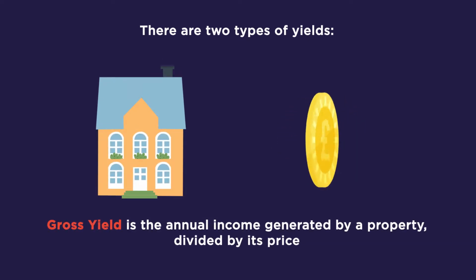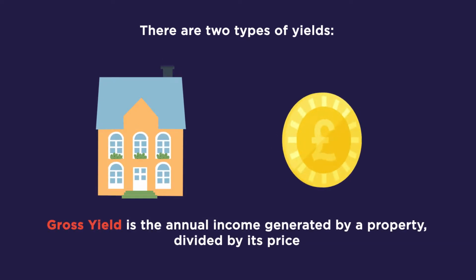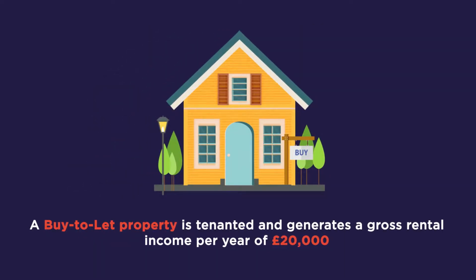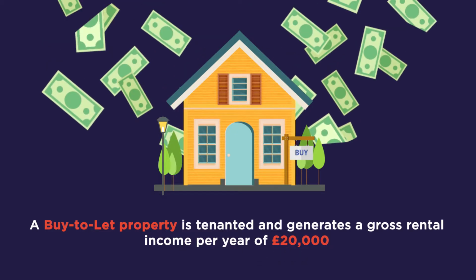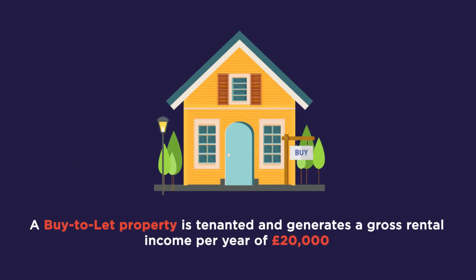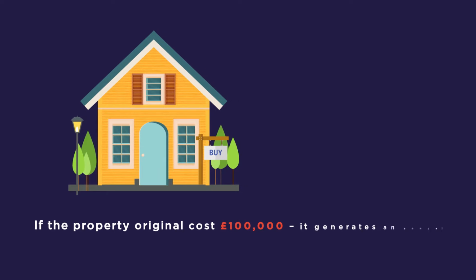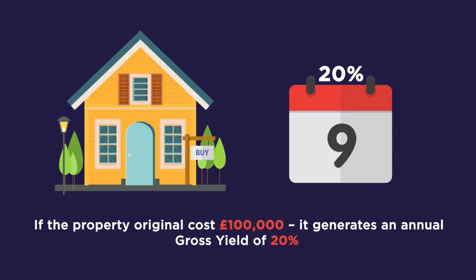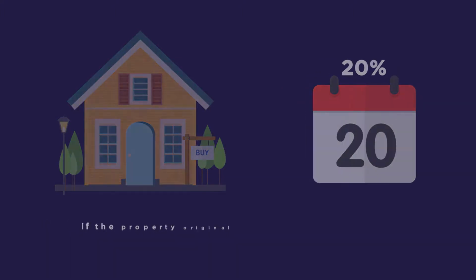Gross yield is the annual income generated by a property divided by its price. For example, a buy-to-let property is tenanted and generates a gross rental income per year of £20,000. If the property originally cost £100,000, it generates an annual gross yield of 20%.